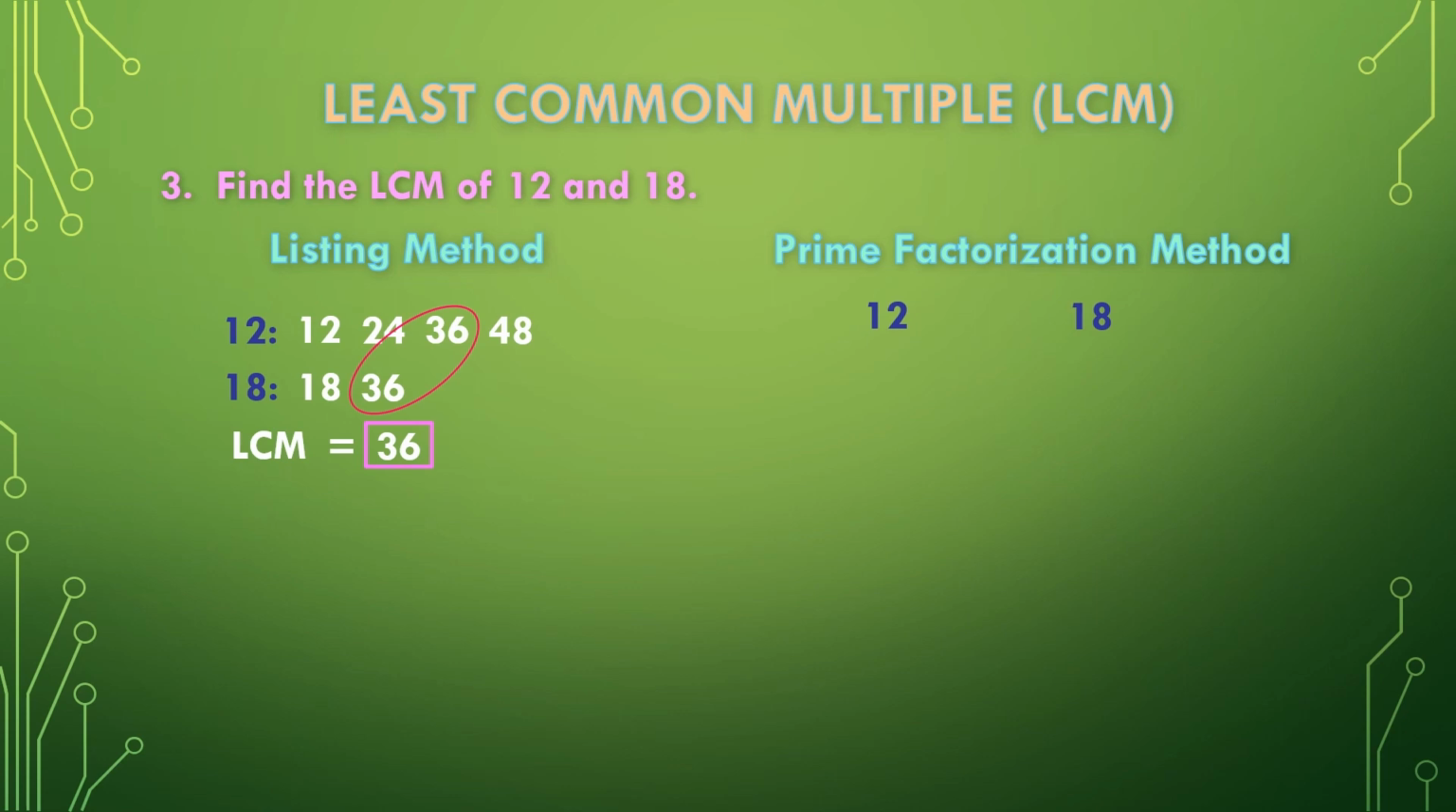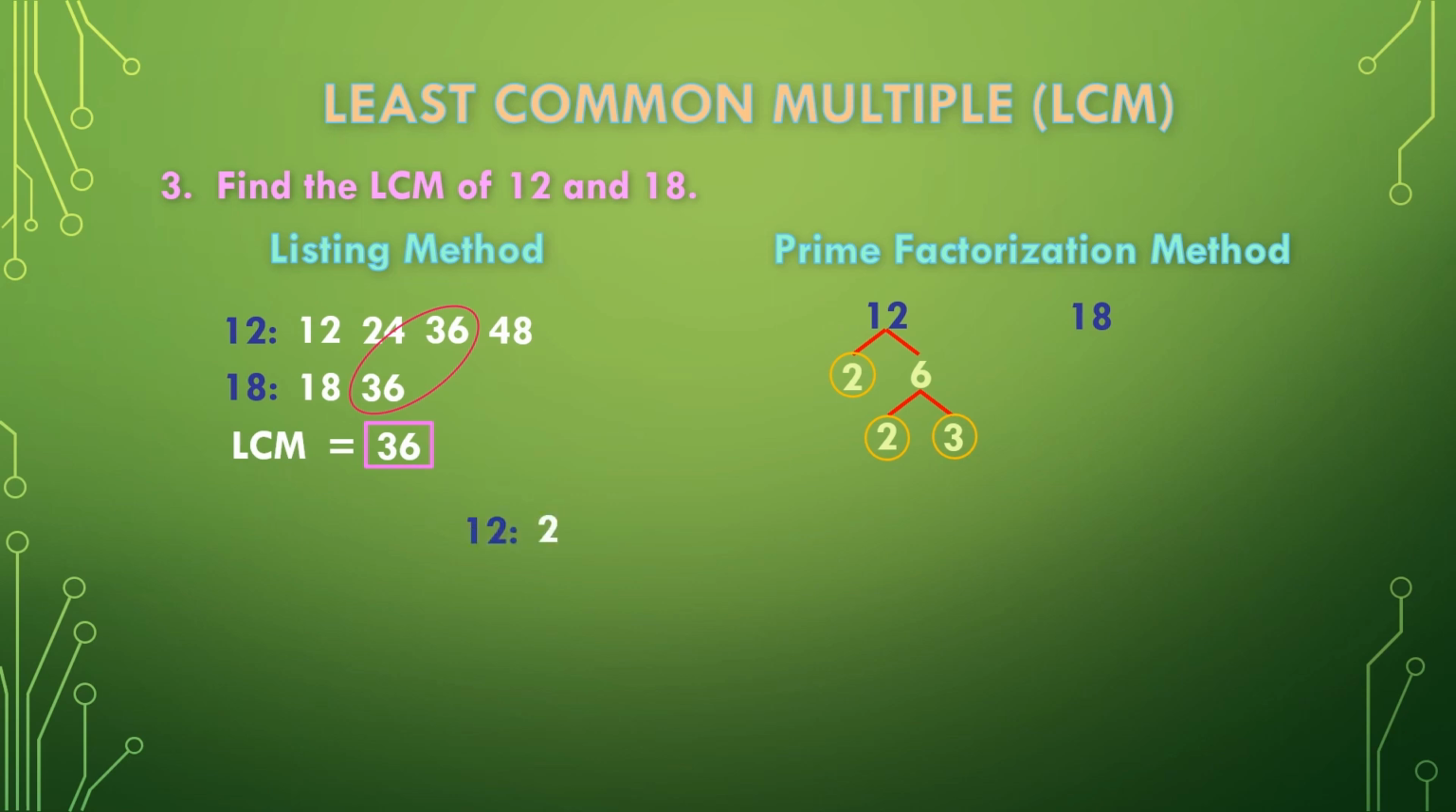Here, we will use the factor tree method in order to break down 12 and 18 into their prime factors. Let's start with 12. 2 times 6 is equal to 12. 2 is already a prime number and we cannot break it down any further, so let's encircle it. Next, 2 times 3 is equal to 6. 2 and 3 are already prime, so let's encircle them. So the factors of 12 are 2, 2, and 3. 12 is actually the product of its prime factors because if you multiply these numbers together, you will get 12.